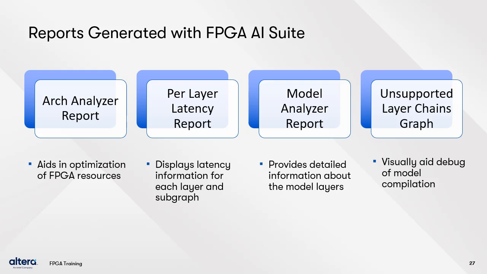This slide shows the important reports generated by the FPGA AI Suite. The Architecture Analyzer report aids in optimization of FPGA resources. The per-layer latency report displays latency information for each layer and subgraph. The Model Analyzer report provides detailed information about the model layers. The unsupported layer chain graph visually aids debugging of model compilation. We will understand more about the Model Analyzer report and the unsupported layer chain graph.